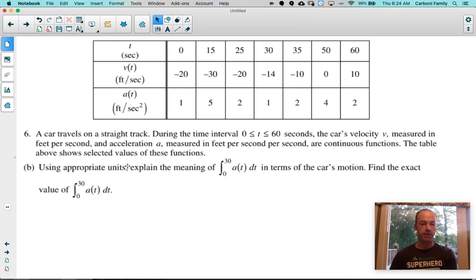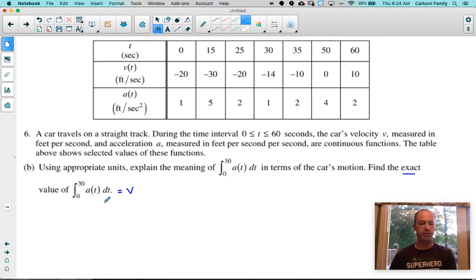Another one: using appropriate units, explain the meaning of that. And so let's explain that meaning. And this is a weird one. I kind of did a double take on this question. But if you were to evaluate this, which we will, it does say to find the exact value of this, we would start by finding the antiderivative, which would be the velocity.